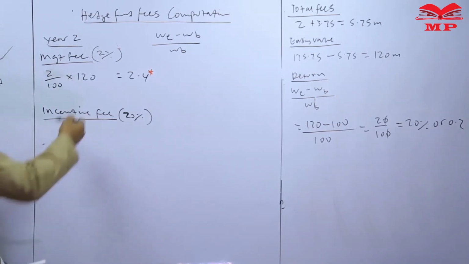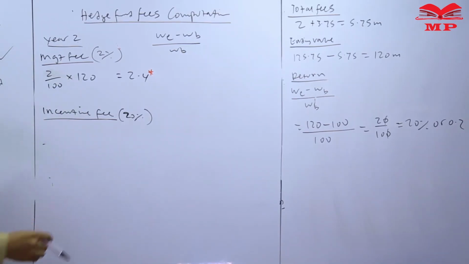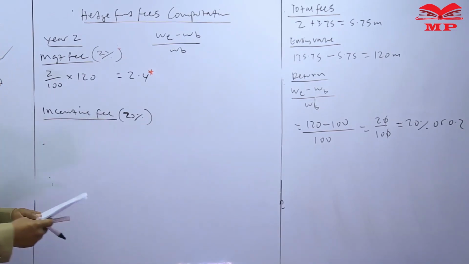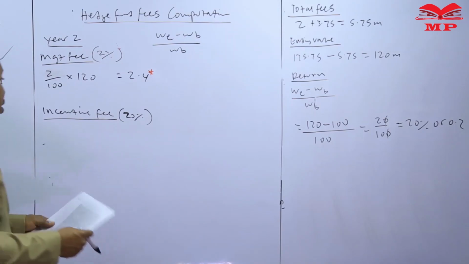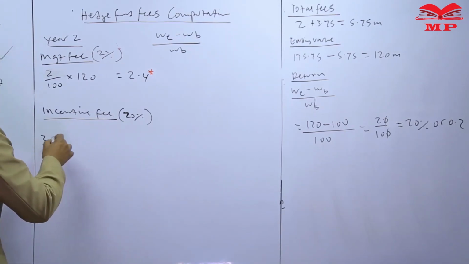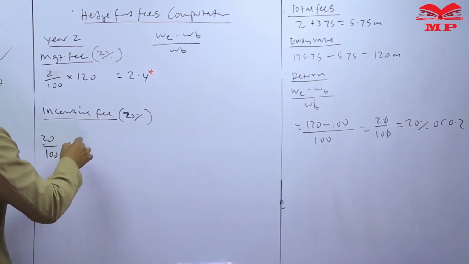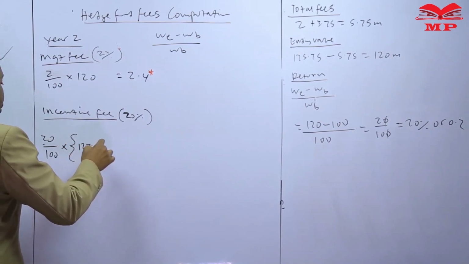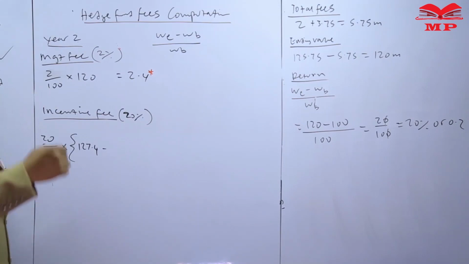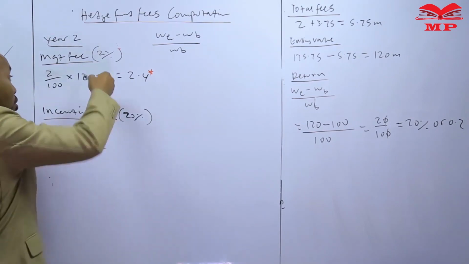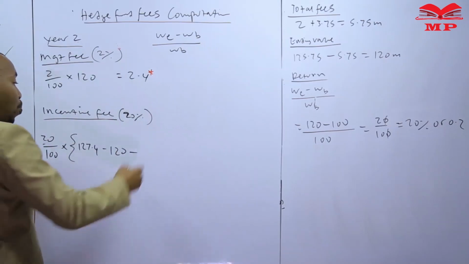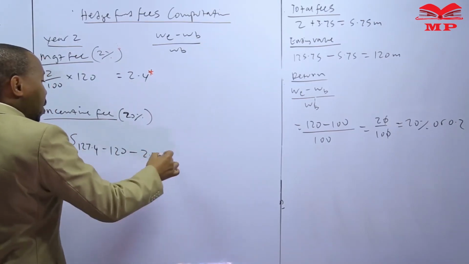Then now we come and compute the incentive fee. The incentive fee is based on the end of year 2 value, the ending value. And the end of year 2 is 127.4. So we get 20% times, we put it in braces like that, 127.4. We less the beginning value, which is 120. Then we less the fees, which is 2.4, like that.